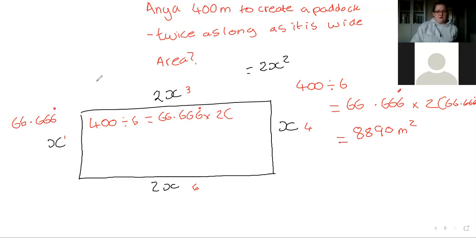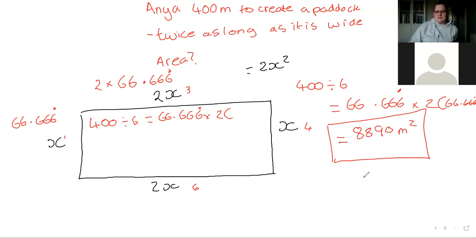Our length would be 2 times 66.666 recurring. Multiply them together for our area, and we get 8,890 meters squared. I don't know what's happening with my words now. That is the process that would happen for problem solving.